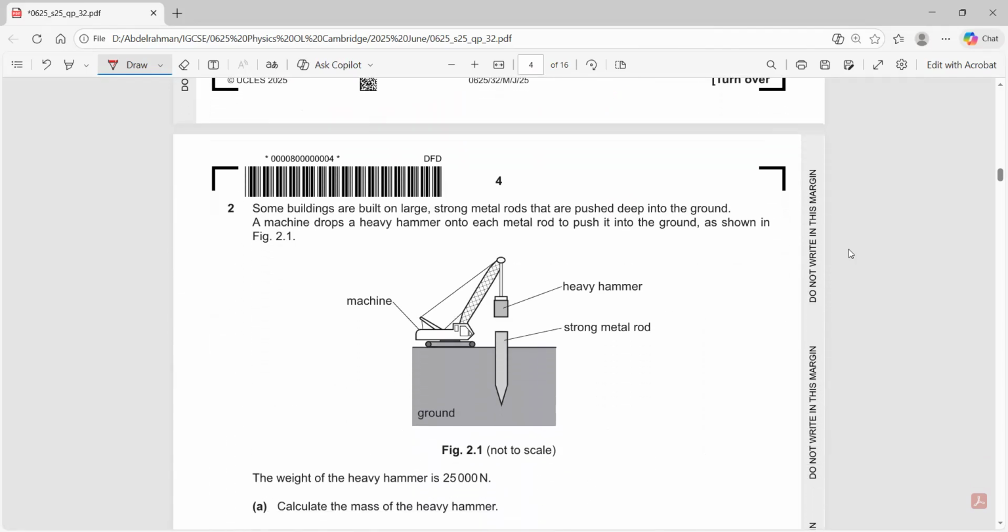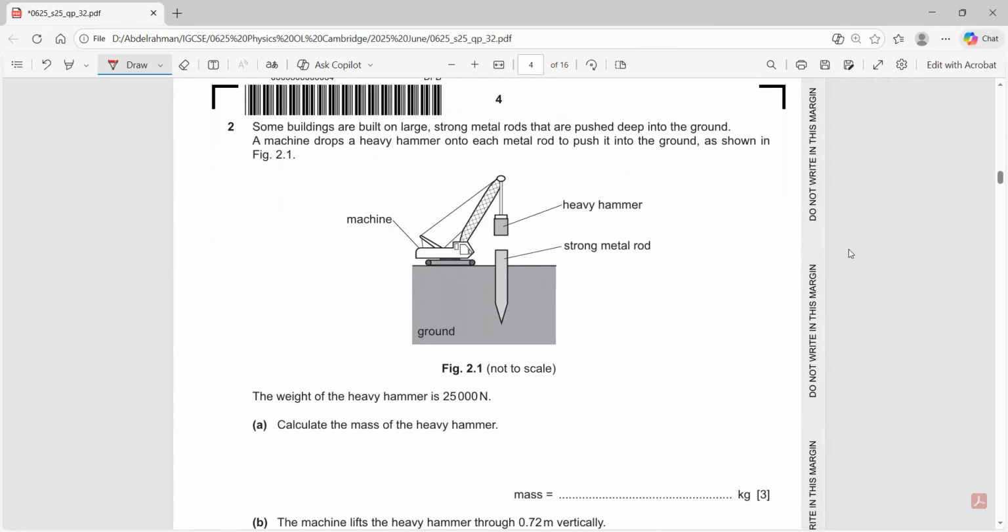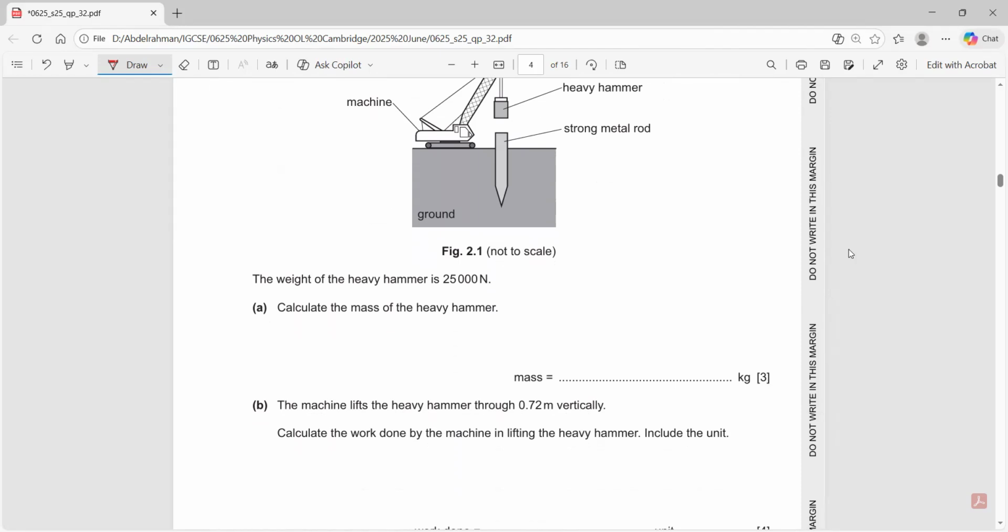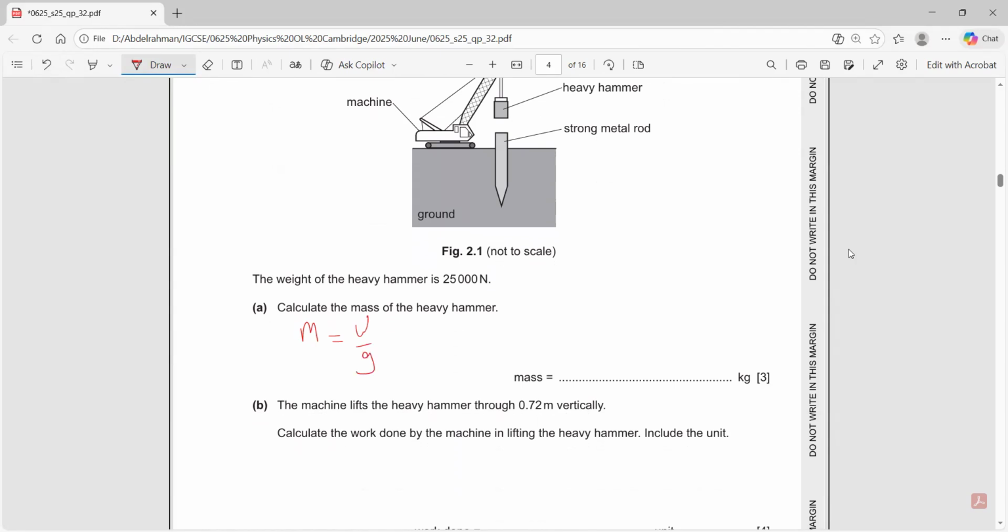Okay, some buildings are built on large, strong metal rods. Calculate the mass of this heavy hammer. Can I find the mass if I have the weight? Yes, the mass would be equal to the weight divided by the gravitational acceleration. So 25,000 divided by 9.8, which is roughly 2,550.